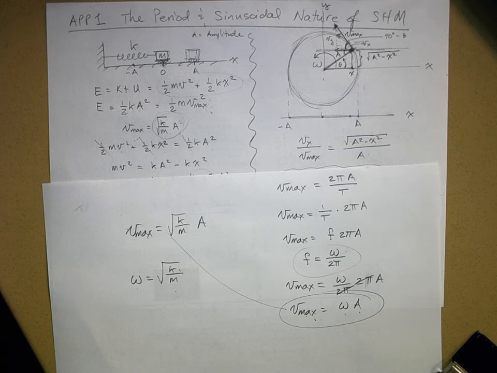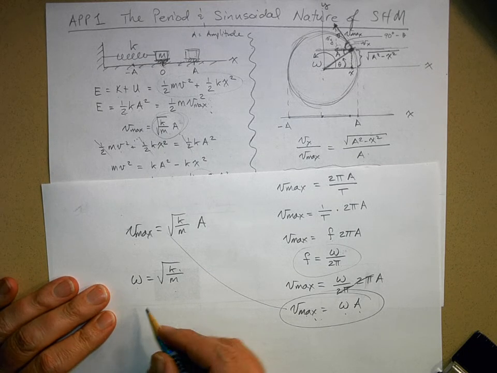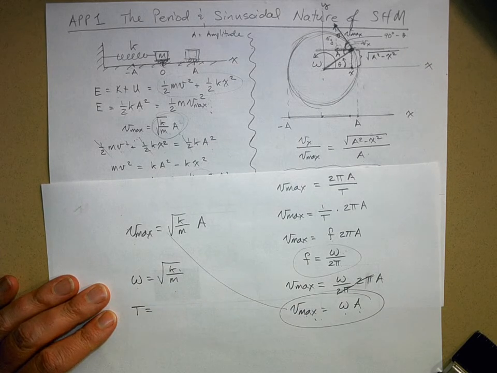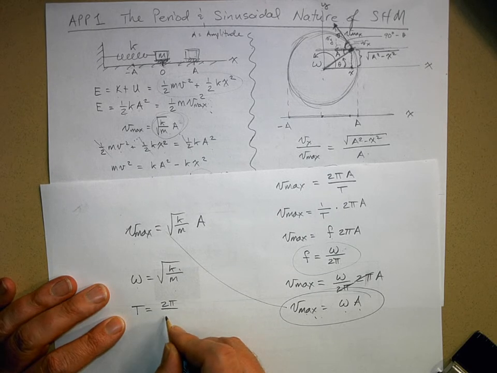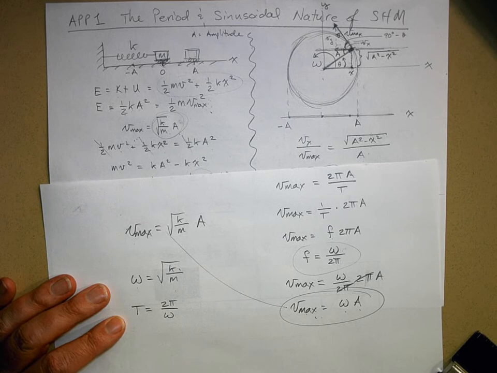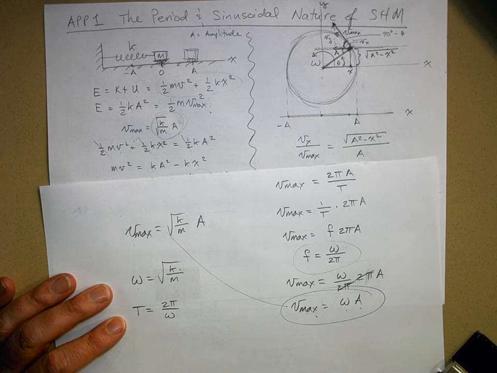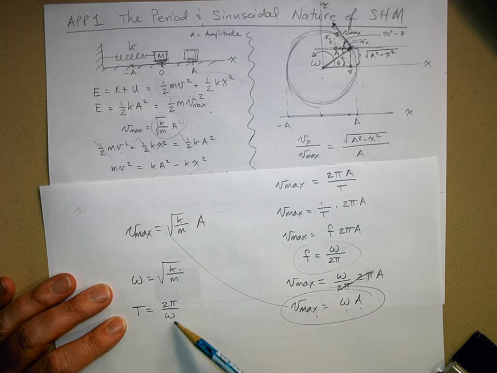Okay, now, I'm going to quickly go through this. So what about the period? Well, the period is 2 pi divided by the angular frequency. That's another equation that we developed earlier. Right? This is 2 pi radians, and this is radians per second, so you get number of seconds in 2 pi radians. That's the period.